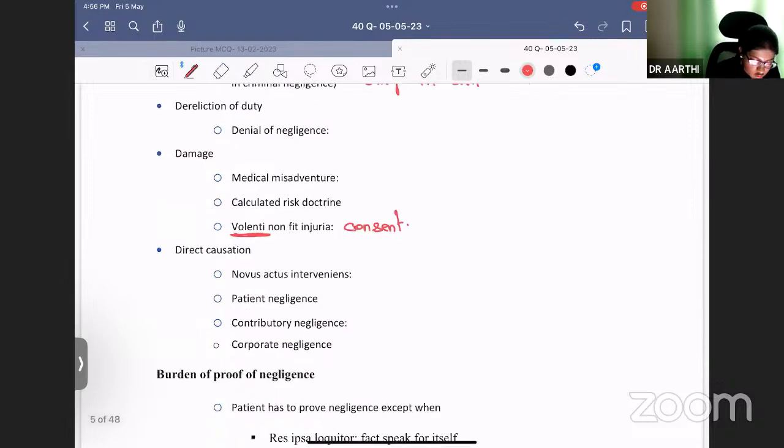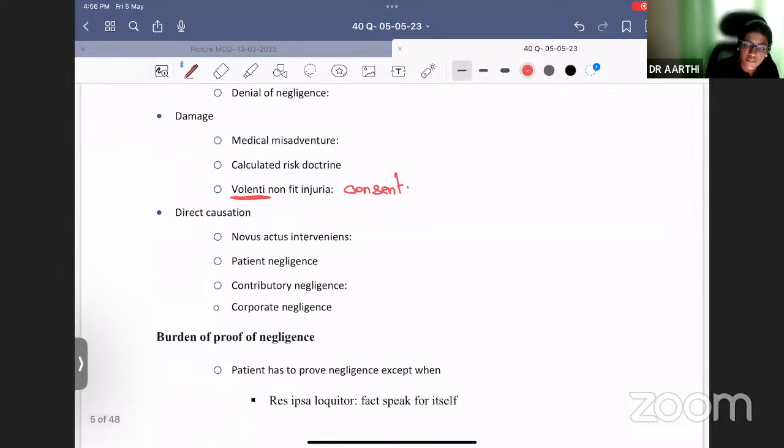Okay. Direct causation. Direct causation means negligence happened and because of the negligence, the person suffered. So that's direct causation. One can deny it by saying there's a novus actus interveniens. Like you referred a patient to the main center, but on the way the ambulance met with an accident, that is novus actus interveniens. There is an intervening act that came in between.